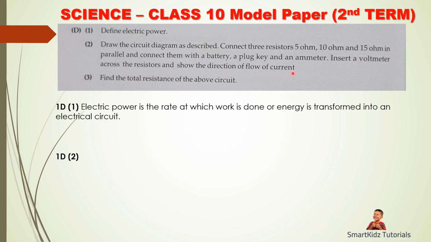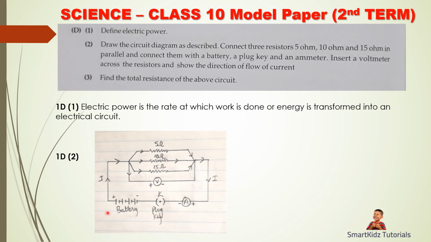So almost the same as the previous one, only thing is this is in parallel. The previous one that we did was in series, and here the resistance of the three resistors have been changed. So here it is 5 ohms, 10 ohms and 15 ohms.